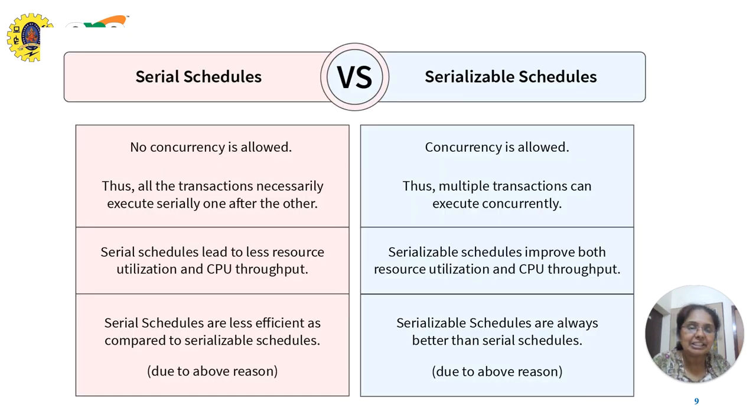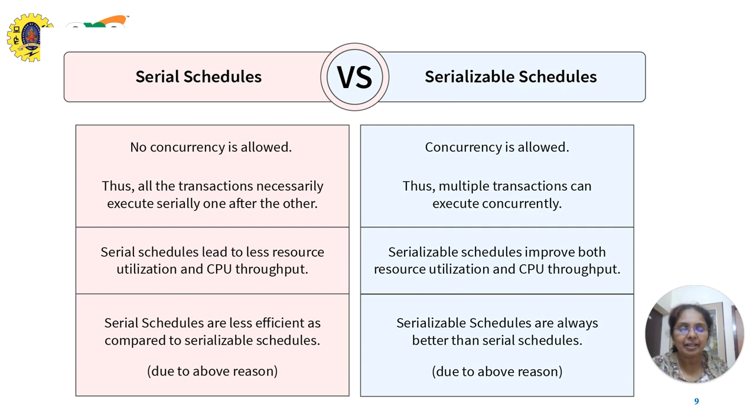So what do we mean by serial schedule and non-serial schedule? In a serial schedule, no concurrency is allowed. In serializable, concurrency is allowed. Multiple transactions can be executed concurrently. But in a serial schedule, transactions are executed one after another. And also in a serial schedule, resource utilization and CPU throughput are lower. By using a serializable schedule, we can improve the throughput rate as well as the utilization. A serial schedule is less efficient, but here it is better than the serial schedule.